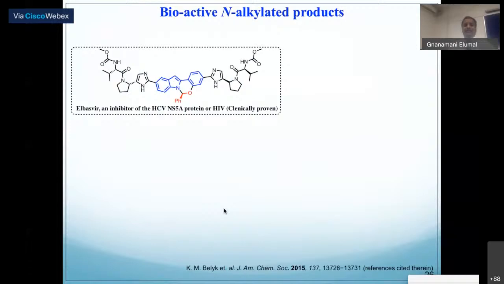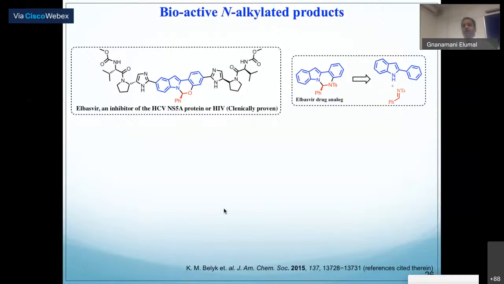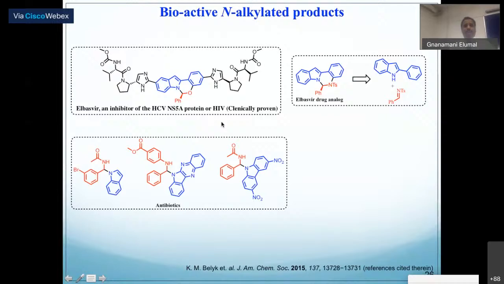What is the advantage of this N-alkylated product? Those compounds are quite unstable, so we looked at the literature. This is one of the HIV drug analogs which has been clinically proven by the Merck company, and people are currently using it for HIV. If you look, this molecule contains this hemiaminal or aminal ring system. Potentially biologically active molecules contain these aminal systems.